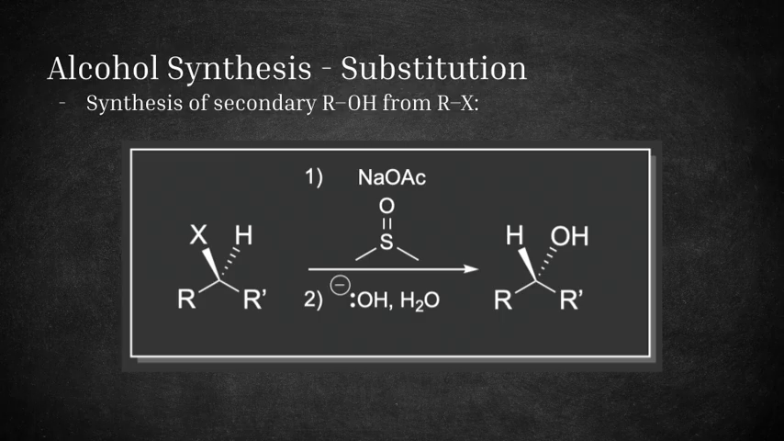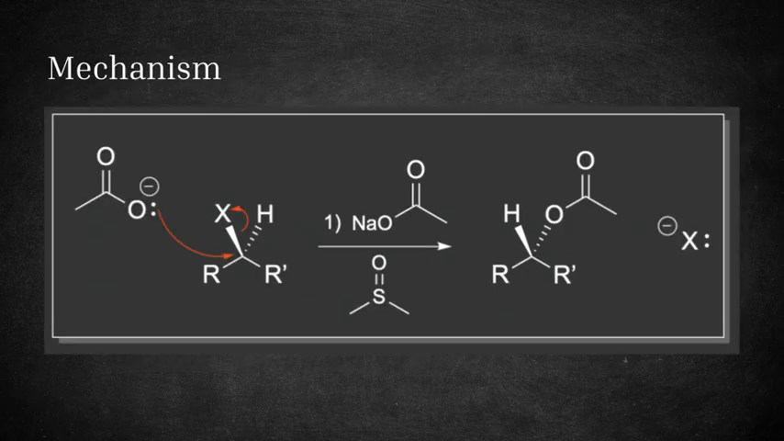To convert a secondary alkyl halide to a secondary alcohol, the halide is first reacted with sodium acetate in a dipolar aprotic solvent, such as dimethyl sulfoxide, DMSO. This is followed by a basic hydrolysis step using hydroxide and water, which ultimately yields a secondary alcohol. Let's break this down. In the first step, the acetate ion acts as a nucleophile, attacking the alpha carbon and displacing the halide as the leaving group.